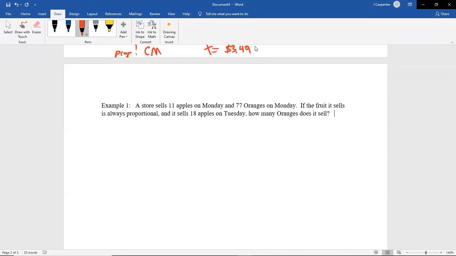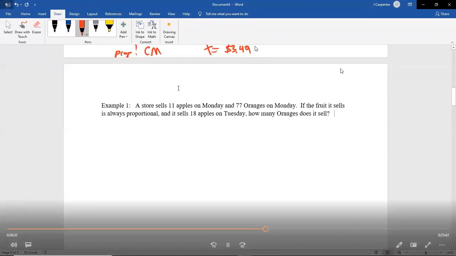That's going to be part A. So let's go. We'll do that, and then we'll put up part B after that.